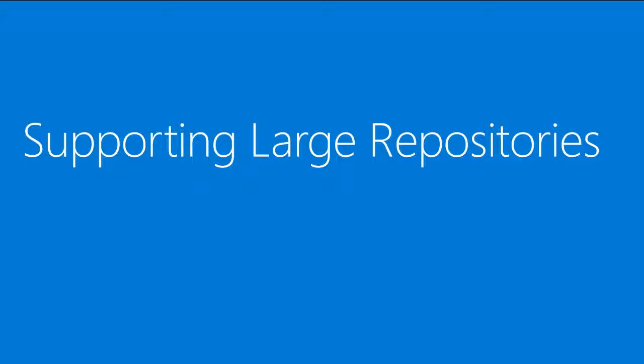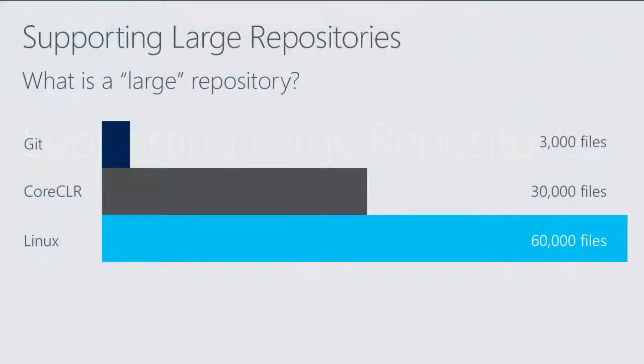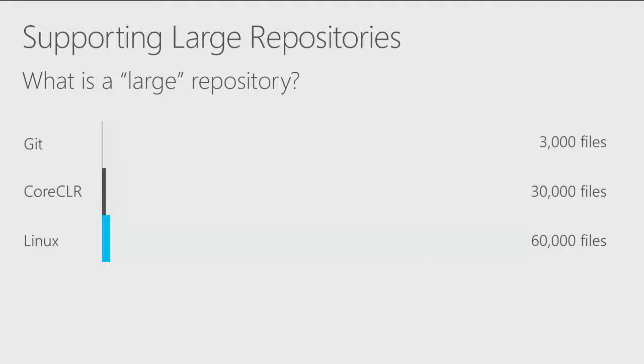Finally, we want to talk about scaling to large repositories. And by this, I simply mean repositories with a lot of files. A lot of people talk about Git as having been invented to handle large repositories because it was invented to handle the Linux kernel. And the Linux kernel is big. It's got about 60,000 files. But to be honest with you, at Microsoft, that's not what we mean when we talk about large repositories. There's only one repository that we mean, and that's the Windows repository.